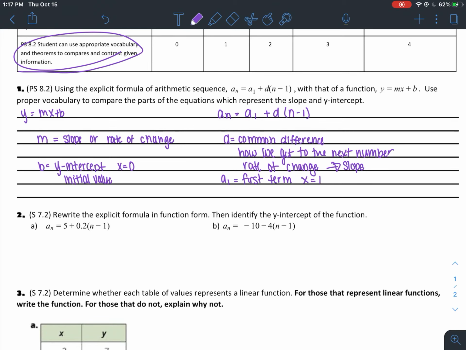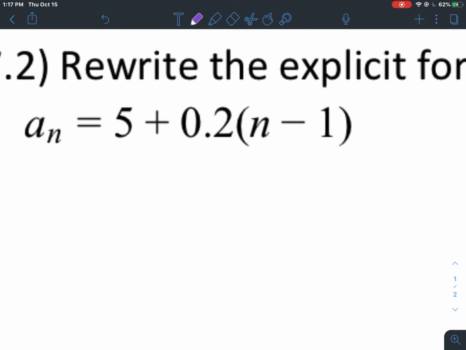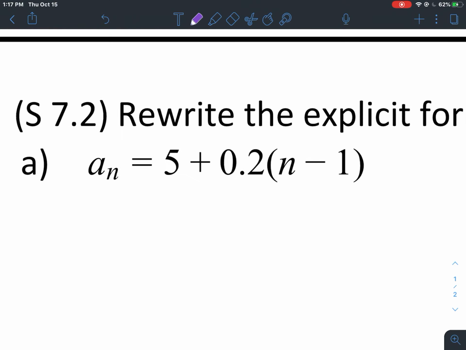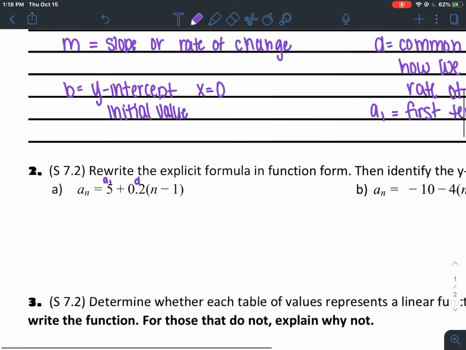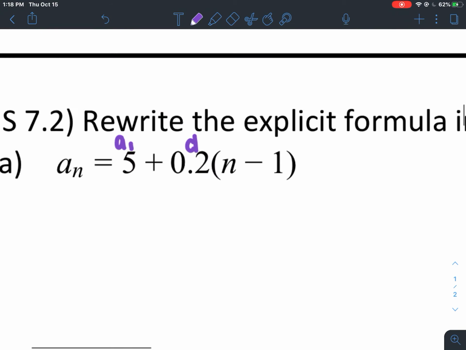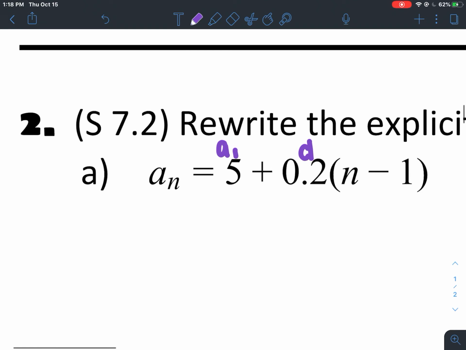Number 2, rewrite the explicit formula in function form and then identify the y-intercept of the function. So remember that this was our a sub 1, that's our first term. This is our common difference, which is not the y-intercept. It's when x equals 1. We want to figure out when x equals 0. So I'm going to rewrite this explicit formula in function form.